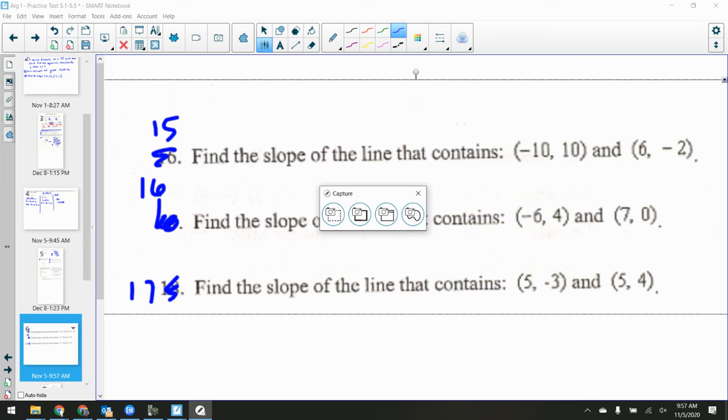All right, so for 15, here, find the slope of the line. What am I going to use? The slope formula.